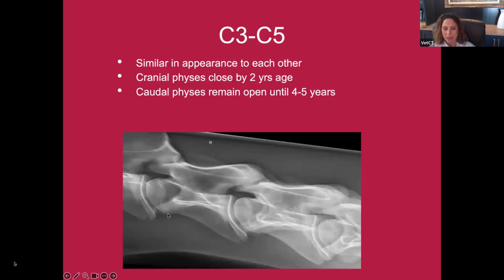4, 5, and then notice that they have open physes. This one's starting to close. This one is still quite open. The vertebral bodies have 2 physes. The cranial one closes around 2 years of age, and the caudal one closes around 4 or 5 years of age.